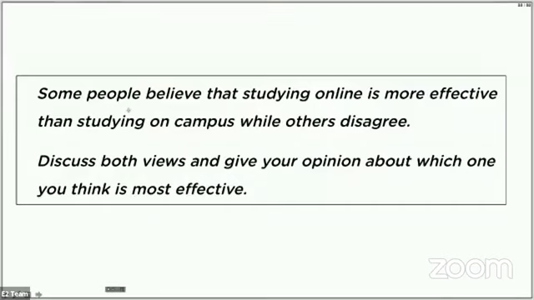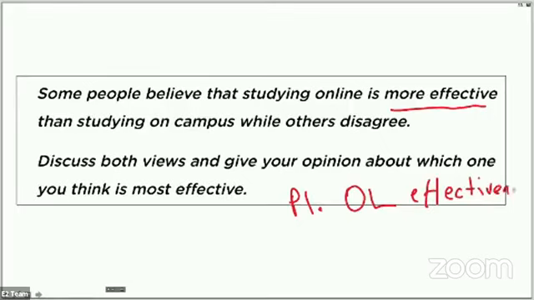Some people believe that studying online is more effective than studying on campus, while others disagree. So this one is about effectiveness, about whether it works or not, and to what degree does studying online work in terms of teaching you. Now discuss both views and give your opinion about which one you think is most effective. Okay, so your paragraph 1 is going to be about online learning and its effectiveness, okay? You can't talk about convenience here because it's not about convenience. It's asking about effectiveness.